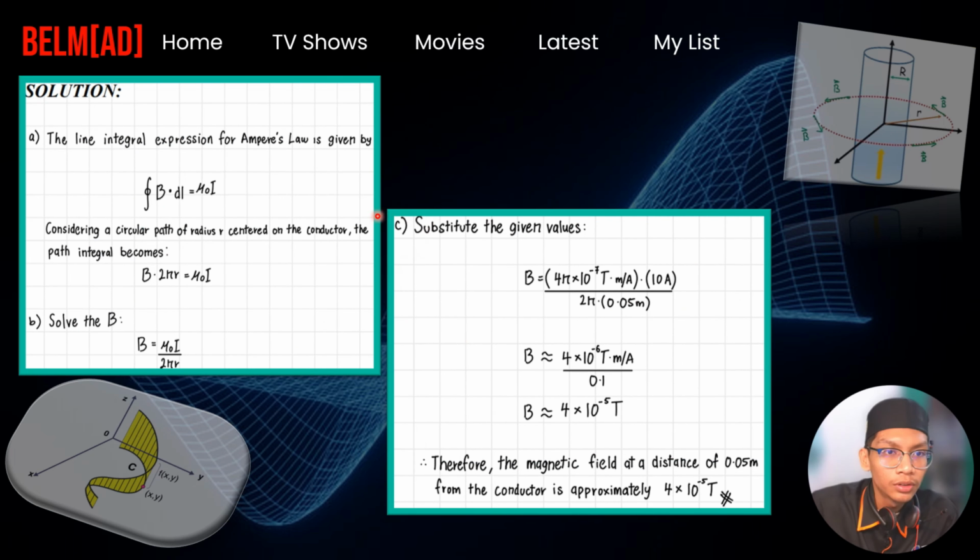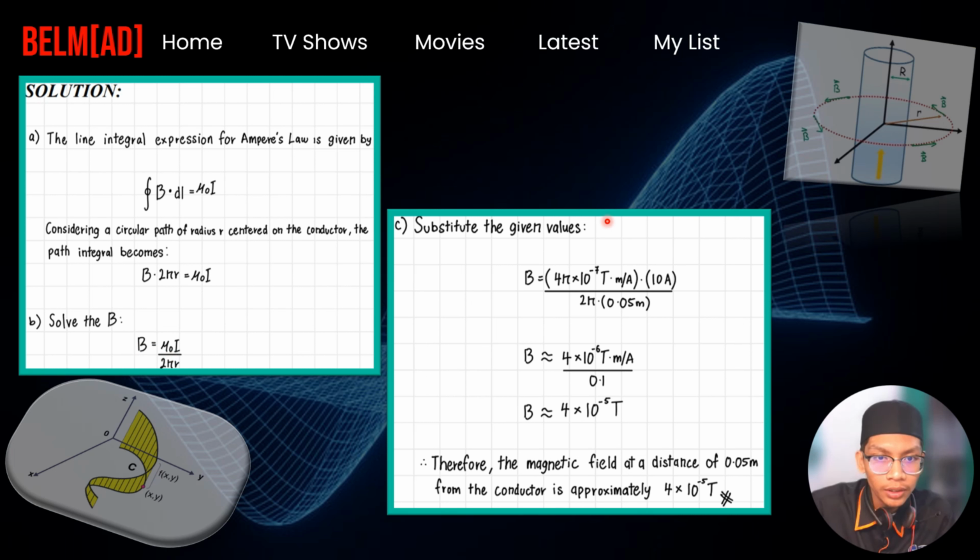Right, so the solution for A. The line integral expression for Ampere's law is given by the integral over the closed path of B dot dl equal to mu naught I. Then considering a closed path of radius r centered on the conductor, the path becomes B times 2 pi r equal to mu naught I. So from that equation we can get B, which is B equal to mu naught I over 2 pi r.